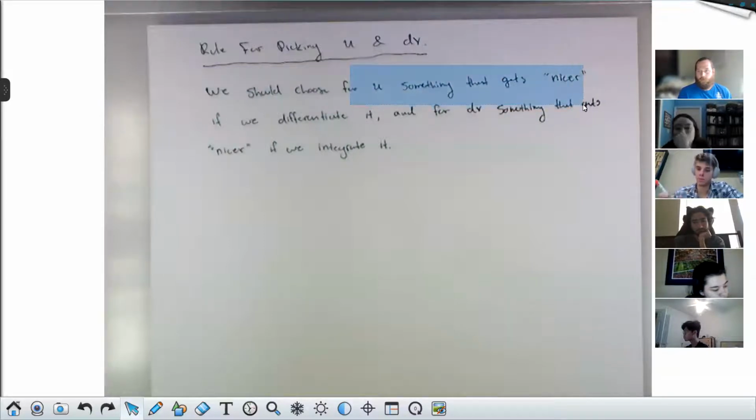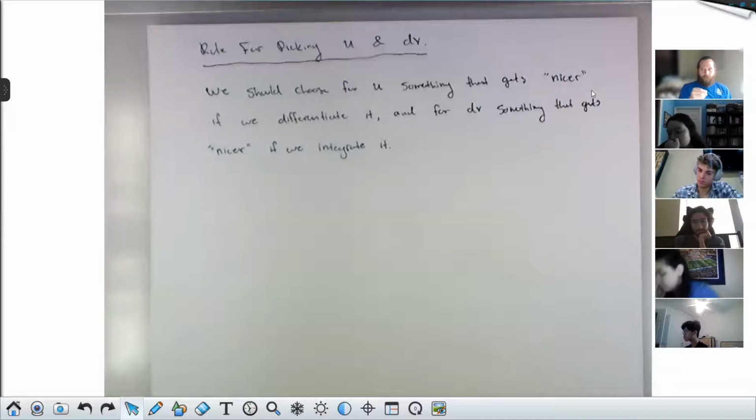Pick for u something you want to differentiate. And what do I mean by nicer? I mean, gets easier to integrate, right? So something whose derivative is less vexing to integrate. So like the natural log is a good example of this, right? ln of x is not something we know how to integrate right now. It's not 1 over x, that's the derivative. The derivative of the natural log is 1 over x, and that's easy to integrate. We know how to do that. So when you differentiate the natural log, it gets nicer.